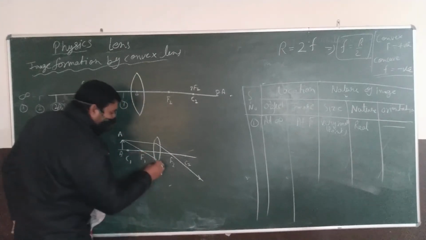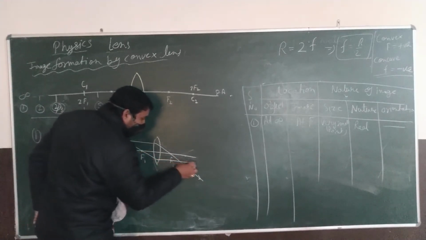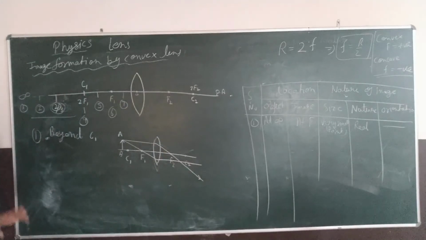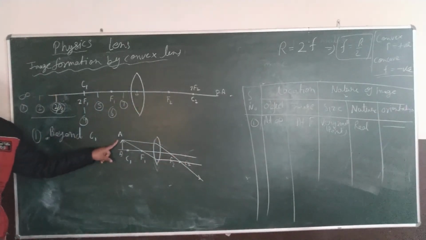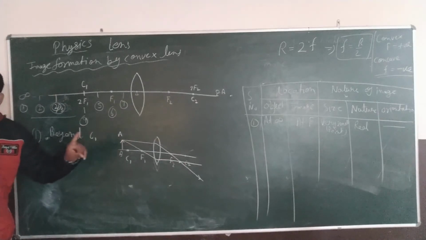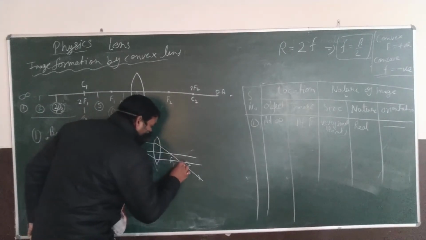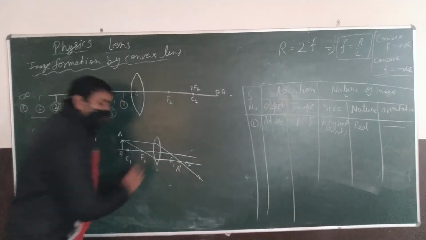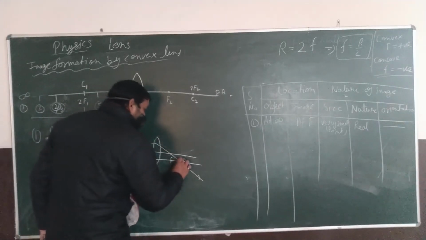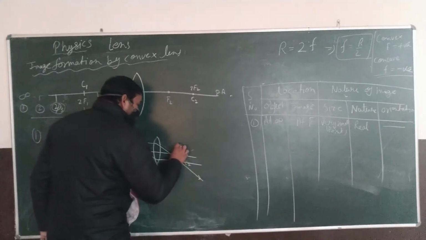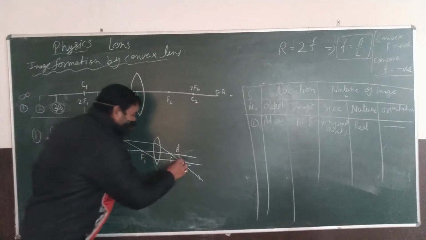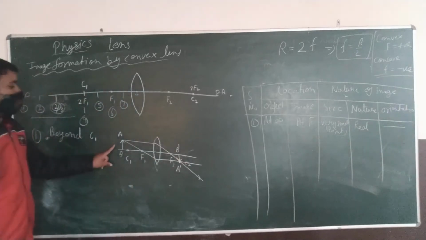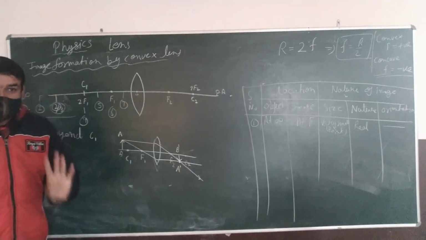Now a ray which is passing through principal focus F1, after refraction goes parallel to the principal axis. Clear or not? Now this is the image of point A because light is traveling from point A, so let's say A dash. Clear? Now when we draw a perpendicular on the principal axis, we get the image B dash. Therefore this is the image of AB, called A dash B dash. Clear?